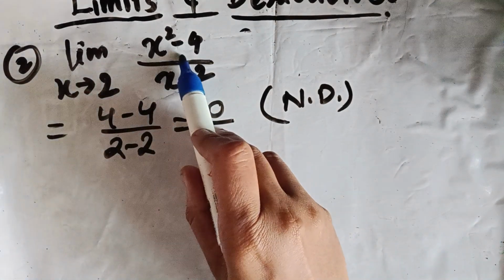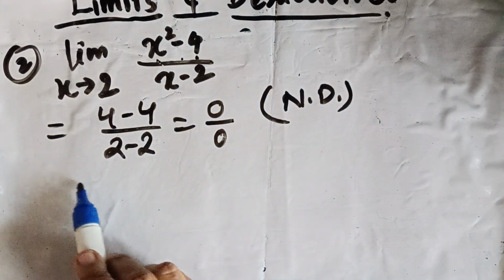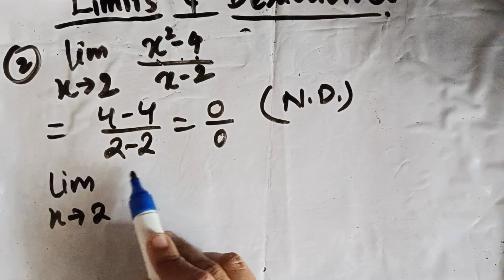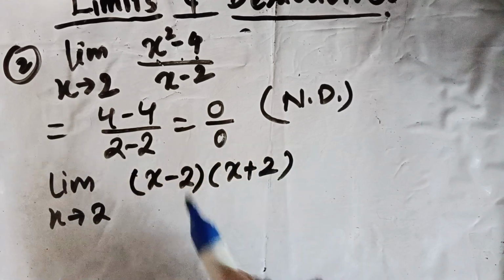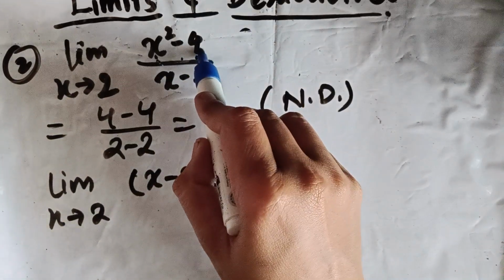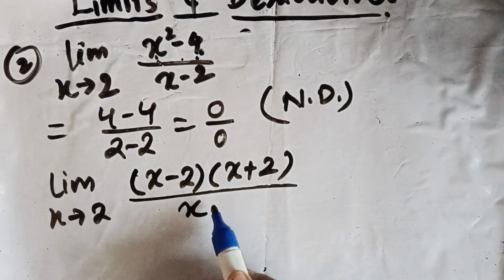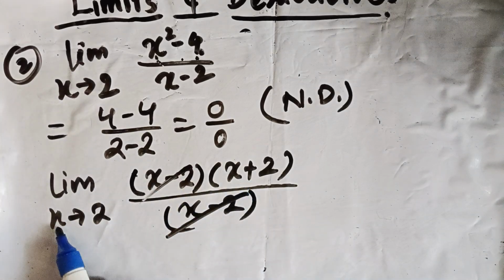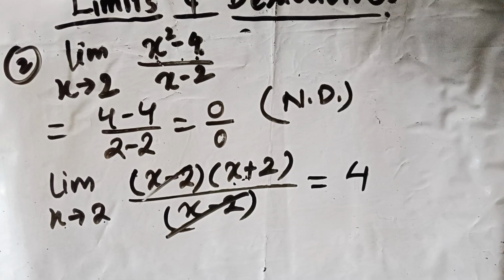We can factorize this. This is of the form a square minus b square. So we can write this as limit as x tends to 2 of (x minus 2)(x plus 2) upon (x minus 2). This is a square minus b square, so (a minus b)(a plus b). That formula, the algebraic identity, you have to use. So this gets cancelled. Now you can substitute 2 here. So the answer is 4.